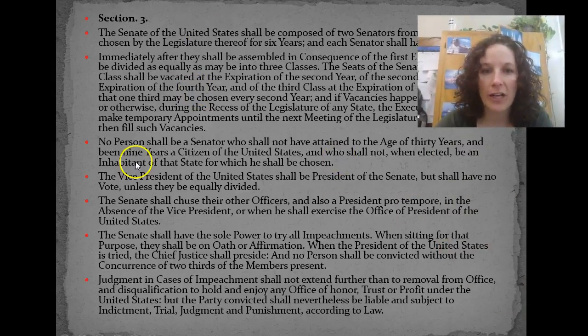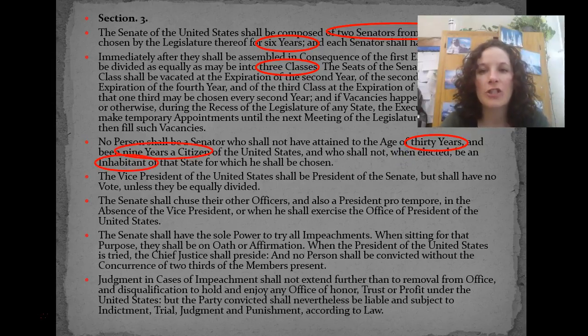So your qualifications down here. No person shall be senator who's not 30 years of age, 9 years a citizen, and has to live there. So in addition to getting 6-year terms, being in the chamber that is more stable, the senators themselves have to be older, so we could assume wiser, more educated.